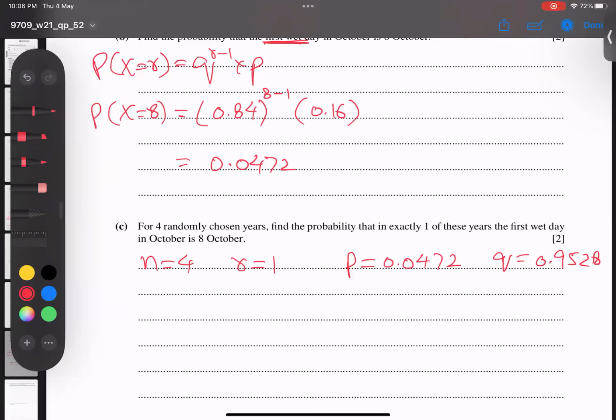So the formula is again binomial: 4C1, and 4 minus 1 is 3 here. The q value is 0.9528 and p is 0.0472. I believe the point is very clear and this is the final answer. I hope the point is very clear. Let's go for the next question.